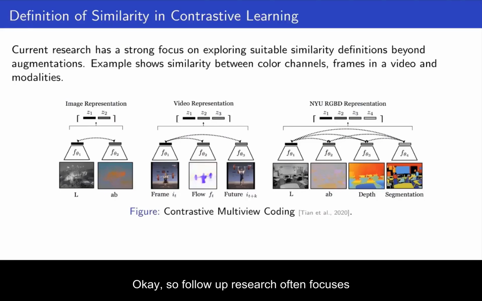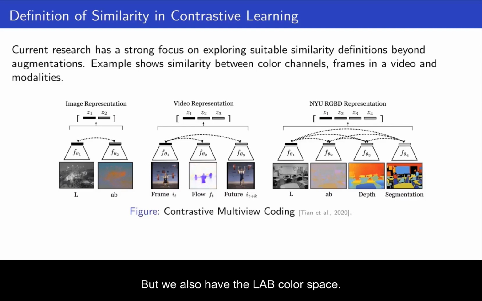Okay, so follow-up research often focuses on using different definitions of similarity. In this slide, I want to show you three different examples. The first example maximizes the agreement between different color channels. If you've already completed the computer vision lecture by Thomas Brooks, you might already be familiar with the concept that in computer vision we often define color spaces, and the most commonly known color space is RGB, which corresponds to the red, blue and green channels that are present in the image.